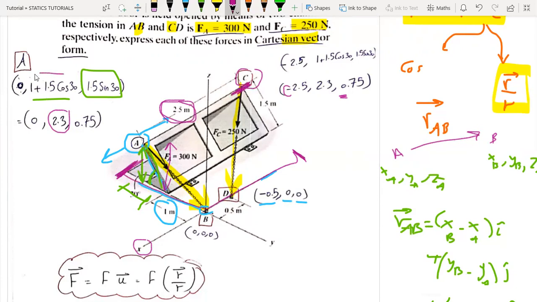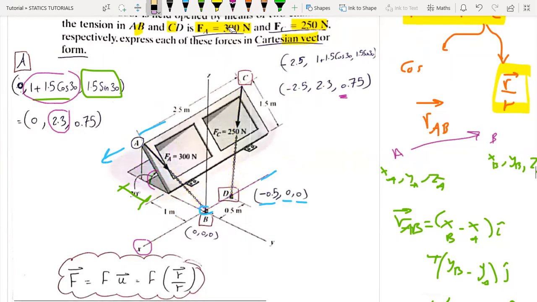So we can say 1 plus 1.5 cosine 30. Here it is 1, and here it is 1.5 cosine 30, which is the angle here. And what about the z direction? It also has the same z dimension as point A. So here we will say 1.5 sine 30.